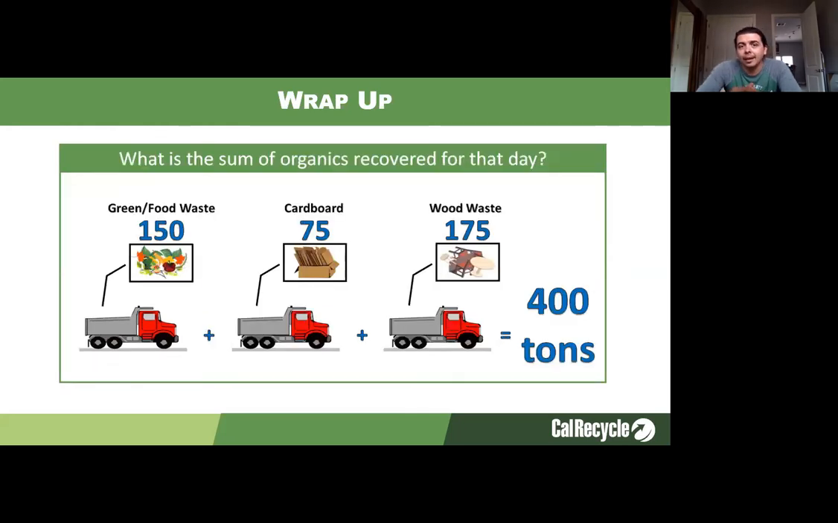And in this case now, you had to have the previous 3 questions in order to get this question. So what is the sum of organic waste recovered? So we're looking at SRO, the sum of organic waste recovered. You take your 150 tons of recovered food waste, 75 tons of cardboard, and 175 tons of wood waste for a total of 400 tons of organic waste recovered that day. So of the 24 responses, it looks like 21 got that right. So great job.